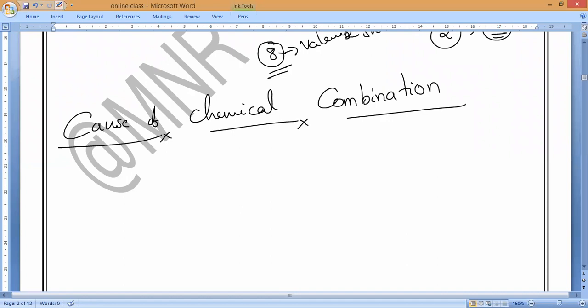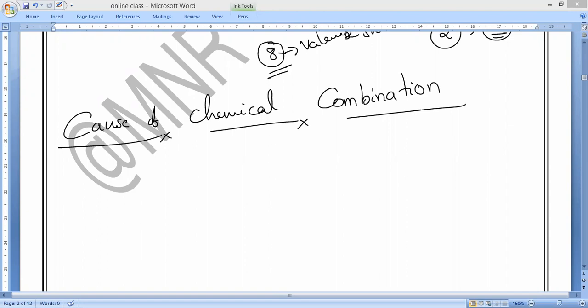So when atoms combine to form chemical compounds, they do so in such a way that each atom gets 8 electrons in its valency shell or outermost shell.